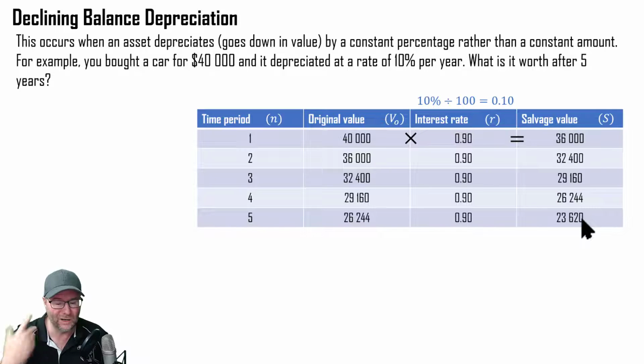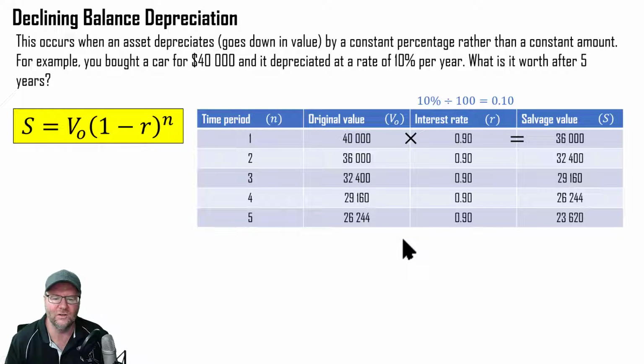Now, luckily, we don't have to do that for every type of these questions, because that's, you know, a bit of work drawing up a table. Now, you could if you wanted to, but there is a faster way. We can use this formula here. Let's go through what each of these mean. S, remember from our previous video, means the salvage value, like what is the value now after it's been depreciated. VO was the original value, what it was at the start of the depreciation period. 1 minus R. R here is the rate, written as a decimal. Okay, so if it was 10%, we do that as a 0.1, and to the power of n, which is the number of time periods.